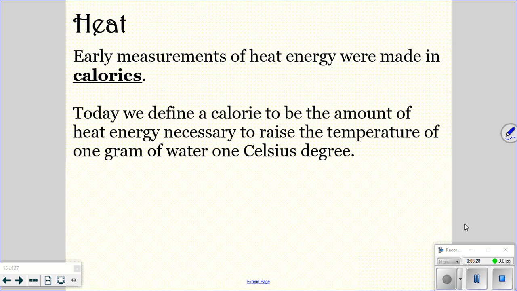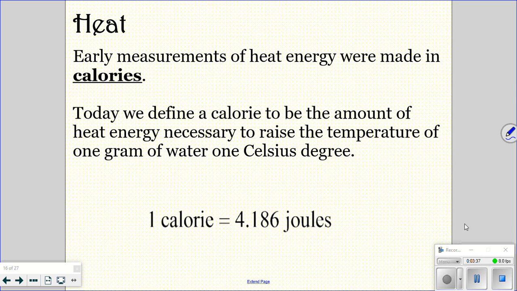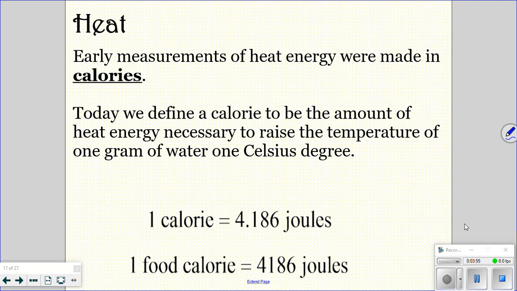We define a calorie to be the amount of heat energy necessary to raise the temperature of 1 gram of water 1 Celsius degree. So 1 calorie equals 4.186 joules, and that's a number that you probably want to put on your formula sheet. 1 calorie is 4.186 joules. 1 food calorie, that's different than a calorie. So when they talk about food calories and calories, those are different. But a food calorie is 4,186 joules.